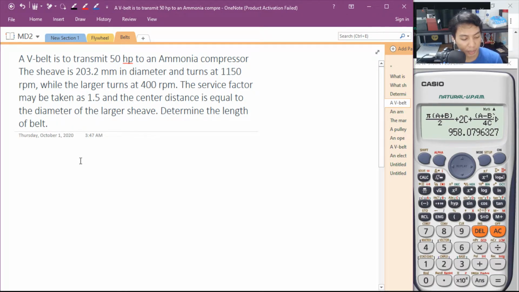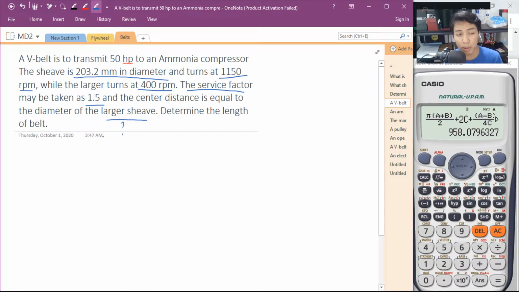A V-belt is to transmit 50 horsepower to an ammonia compressor. The sheave is 203.2 mm in diameter and turns at 1,150 RPM, while the larger turns at 400 RPM, mas mabagal. The service factor may be taken as 1.5 and the center distance is equal to the diameter of the larger sheave. So, hindi natin alam yung larger sheave. Determine the length of the belt.